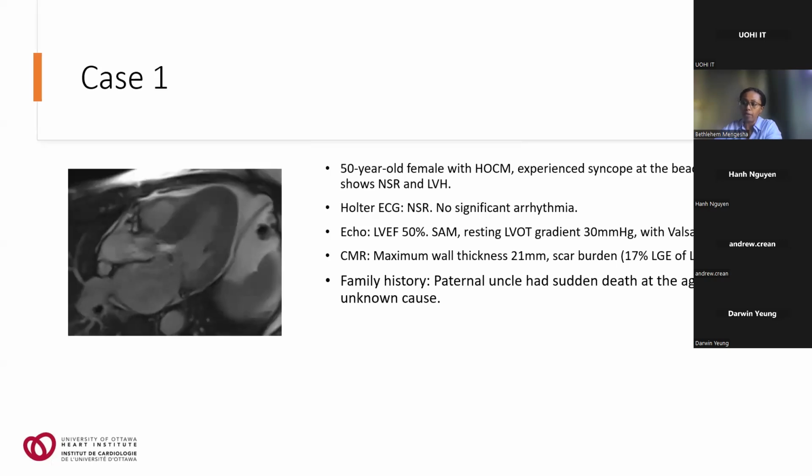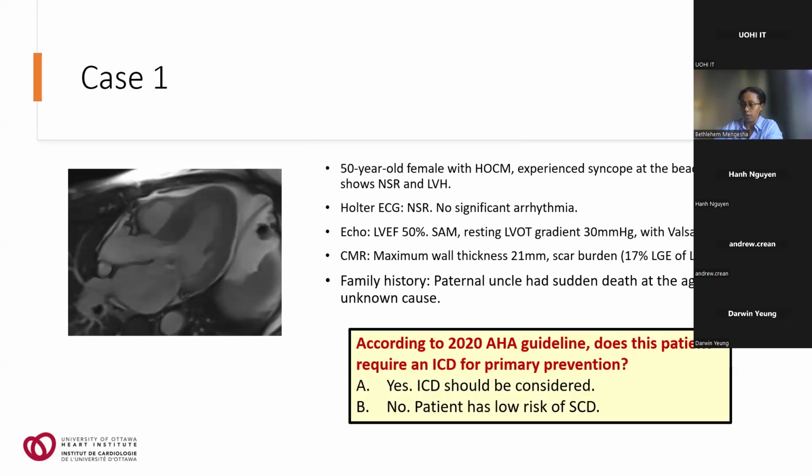Both echo and CMR showed asymmetric hypertrophy with LV ejection fraction of 50%. There was systolic anterior motion of the anterior mitral leaflet with LVOT obstruction. In addition, LGE images on cardiac MR showed large scar burden. Her family history is notable for a paternal uncle who died of unknown cause at a young age.